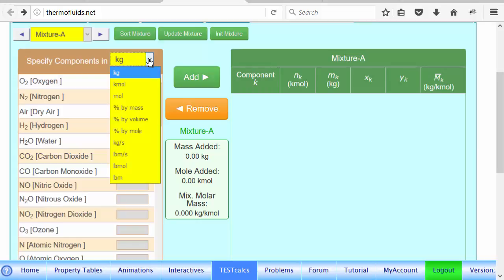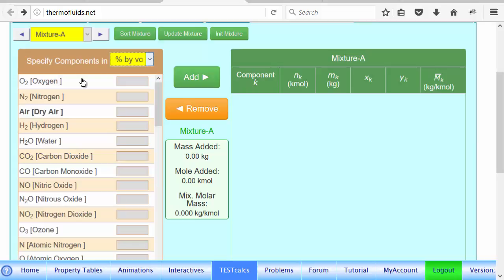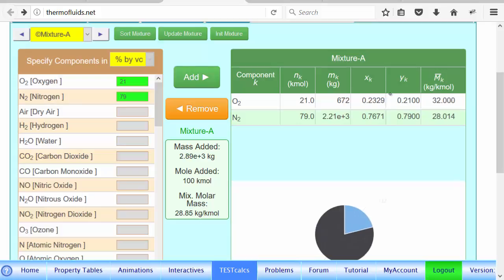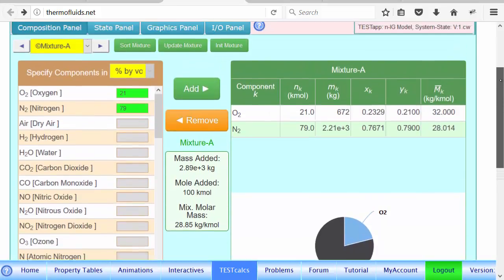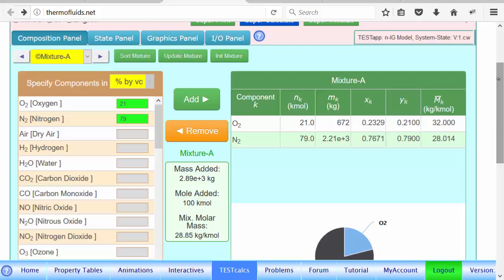So let's compose the mixture. In this case, percent by volume is known. Oxygen is 21% by volume. Nitrogen is 79% by volume. So just the proportion of oxygen and nitrogen, we just add. Our mixture A is ready, and you can see that it is giving us a pie chart of how the mixture looks, and a molar composition. Mixture A is made of 21 kilomoles of oxygen and 79 kilomoles of nitrogen out of 100 kilomoles in this case.